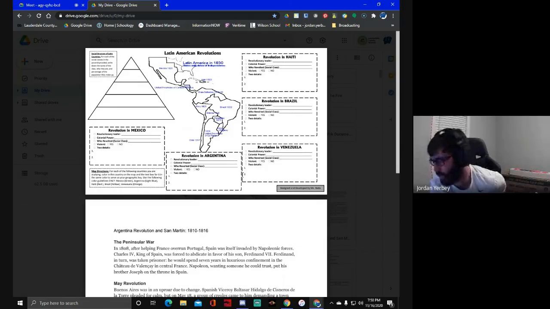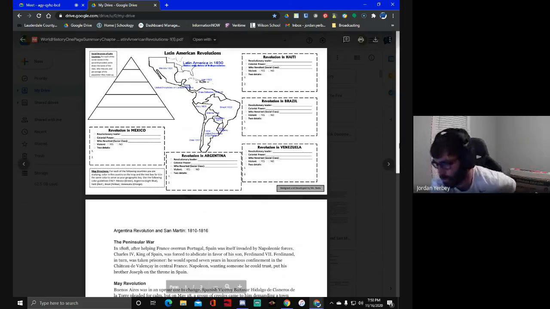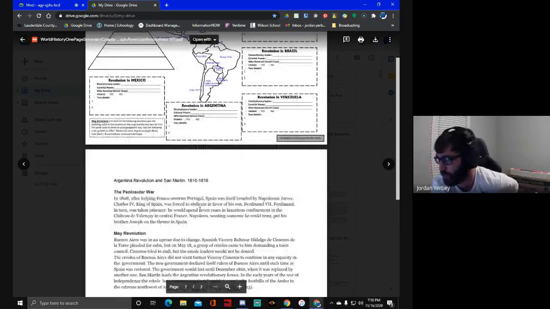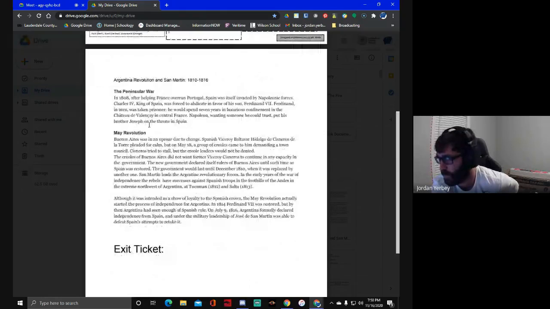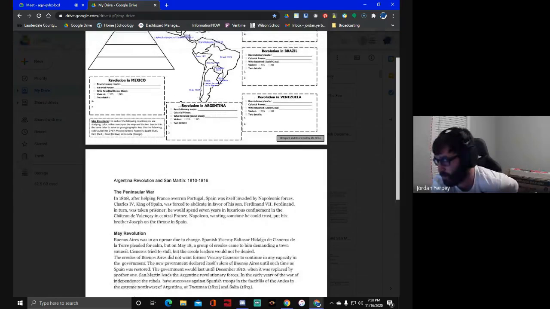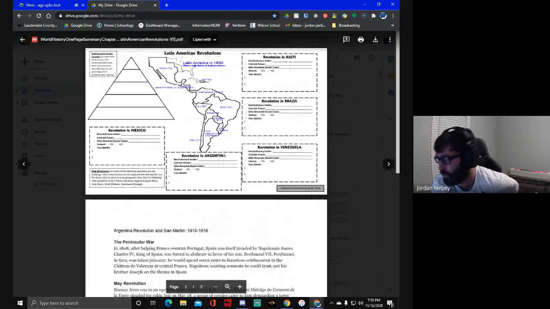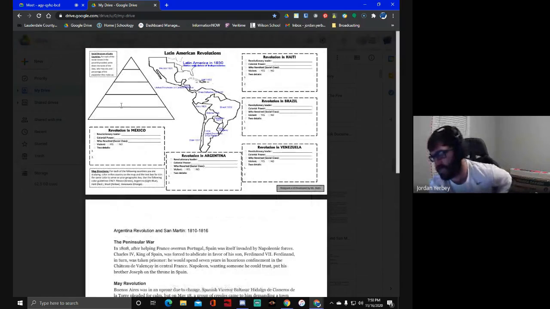If you click that link, it'll open up a Google Doc or a Google Slides that has this same image on there. I need to add this reading to it as well, because you need this reading to complete the Argentina part of this assignment. But you're doing what is called a one-page summary. We're talking about the Latin American revolutions, inspired by the French and American revolutions, and of course the Enlightenment.